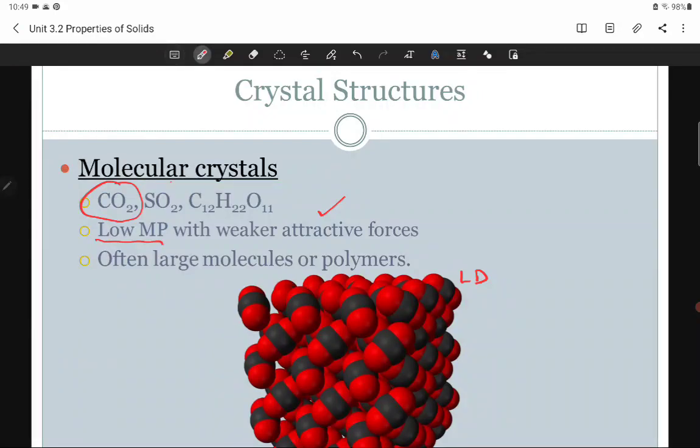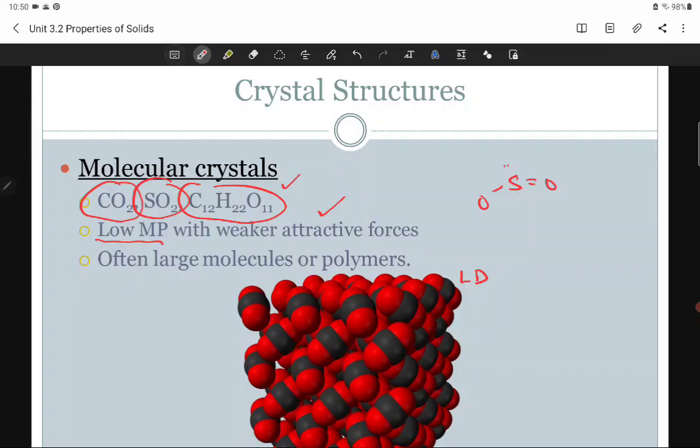There are other molecules here that can form these crystals, and yes, they could have more than just LD forces, but they might have some dipole in the case of SO2. That is a dipole. It has a dipole because it has some asymmetry to it. So it might have a different melting point and boiling point than carbon dioxide.